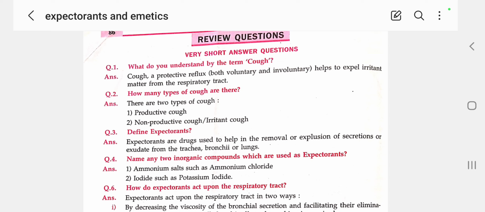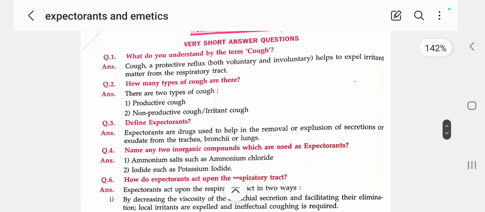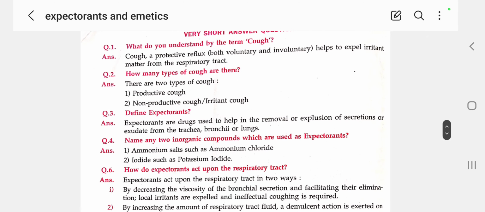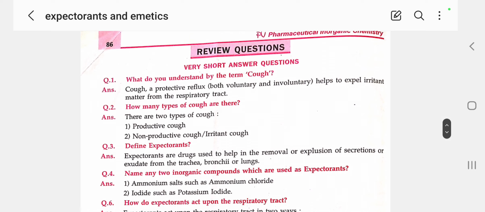In the last two sessions we discussed expectorants and emetics in a brief manner. In this class I am going to discuss very short answer and fill-up questions related to that topic. Question and answer will once again give you an idea about your overall understanding of expectorants and emetics.